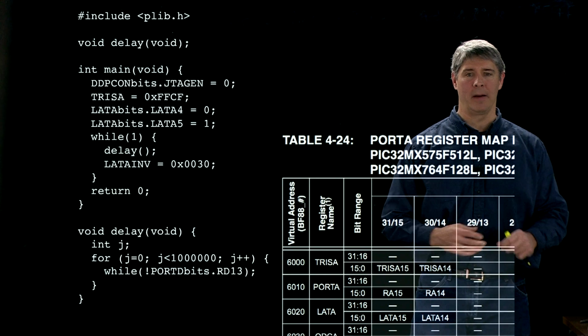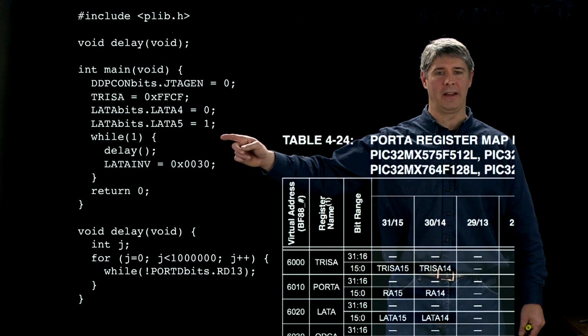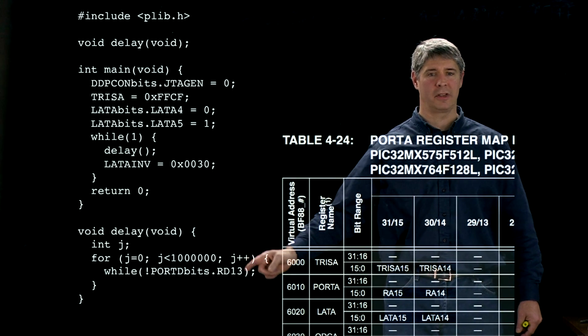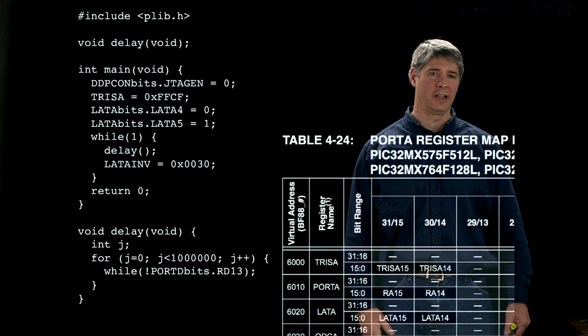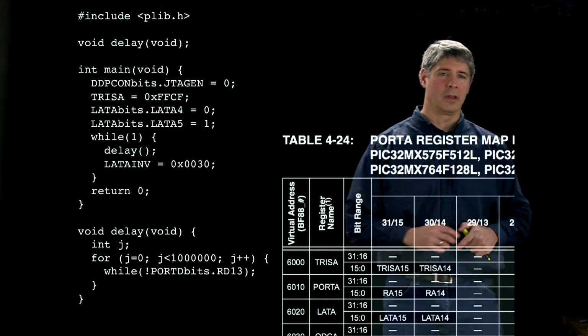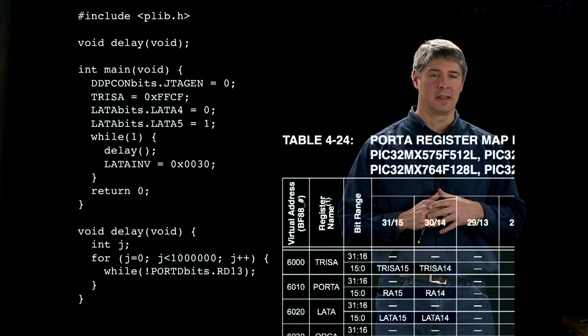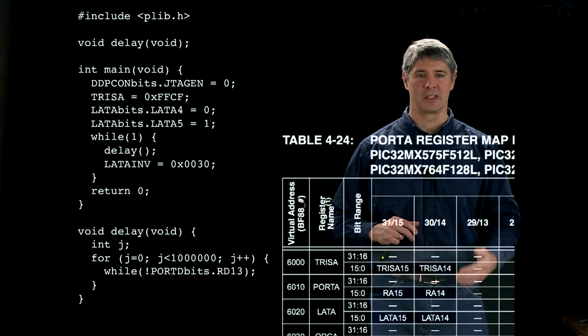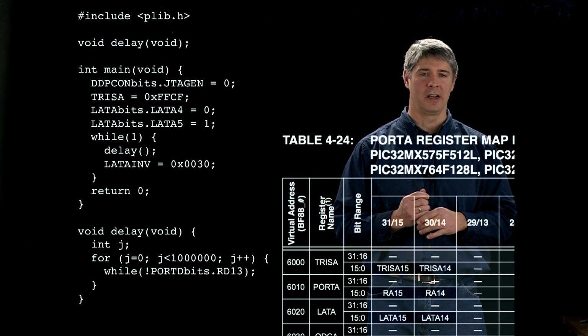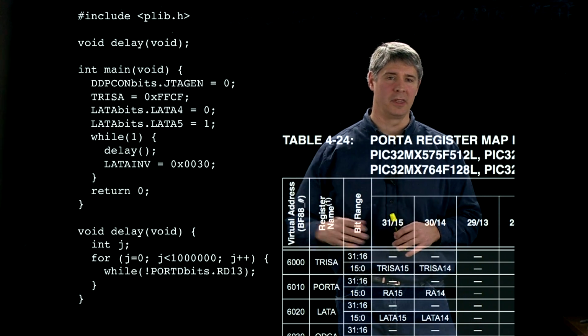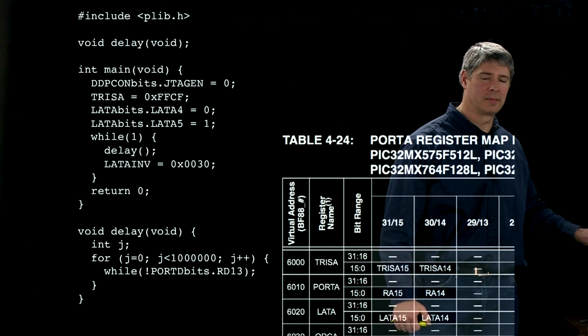And in our program, we used lat_a4 and lat_a5 bits. And we also used port D bit RD13. So between using the data sheet's section on digital inputs and outputs and also this memory organization section, we can start to understand what these commands are doing.